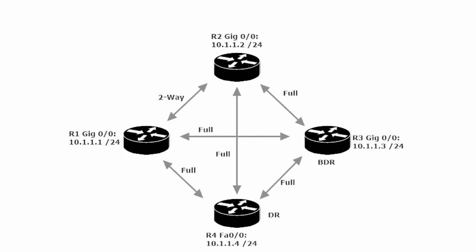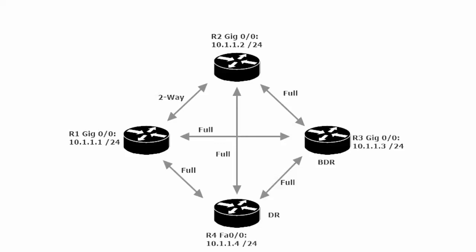The DR on your broadcast segment is going to create a full adjacency with every other router on that segment. Router 3, the BDR in this case, is going to form a full adjacency with every router on the segment. So you detect a trend here. Now, router 2 and router 1, they're both DR others. They will form full adjacencies with the DR and BDR, but with each other, they'll form two-way adjacencies and then they'll stop.